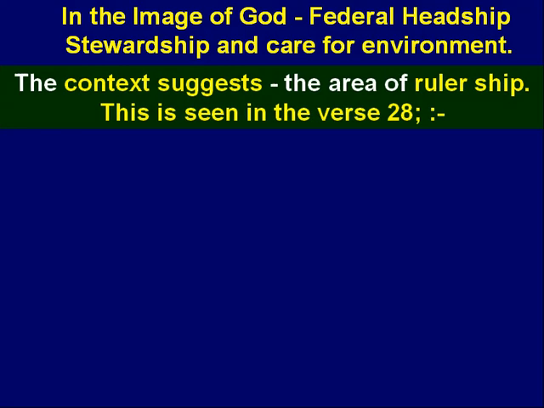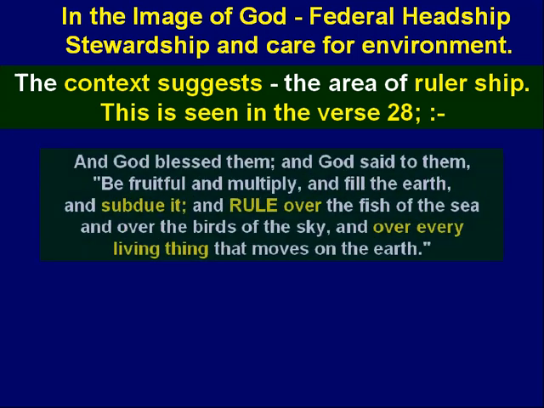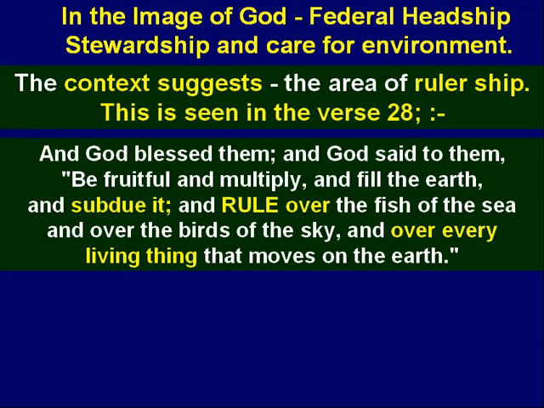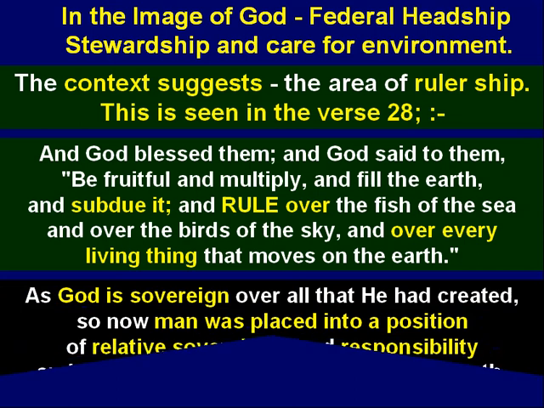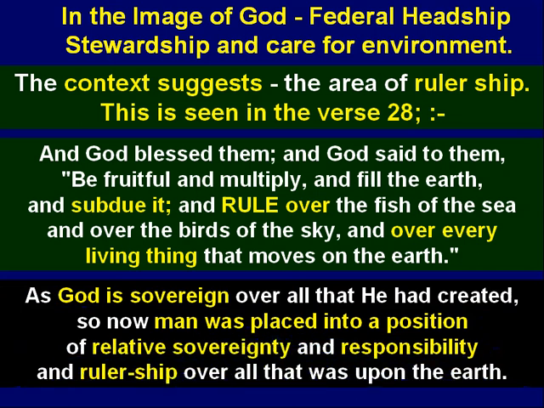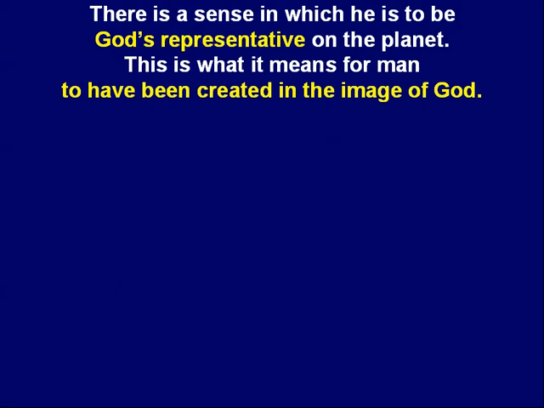The context suggests the area of rulership, and this is seen in verse 28. God blessed them, and God said to them, be fruitful and multiply and fill the earth and subdue it and rule over the fish of the sea, the birds of the sky, and over every living thing that moves upon the earth. As God is sovereign over all that he created, so now man is placed in a position of relative sovereignty and responsibility and rulership over all that was upon the face of the earth.